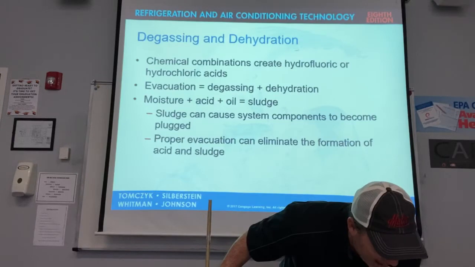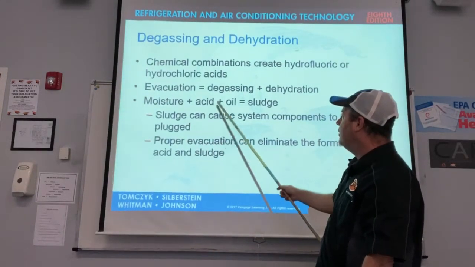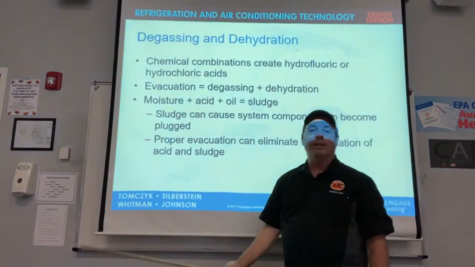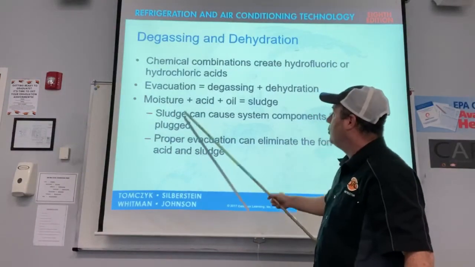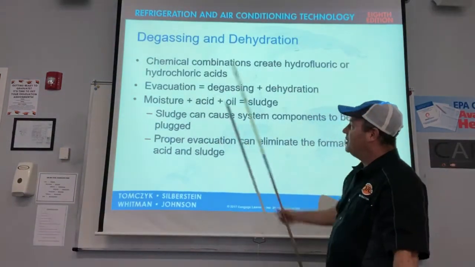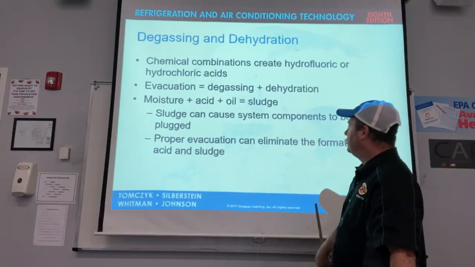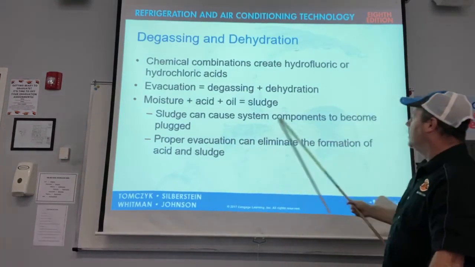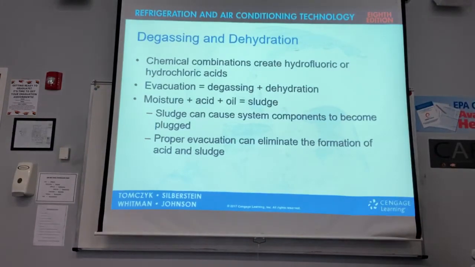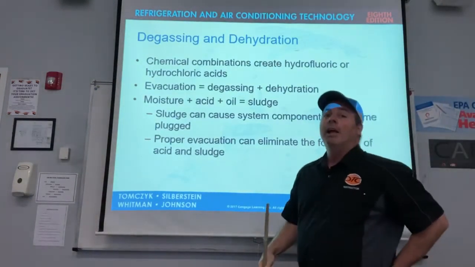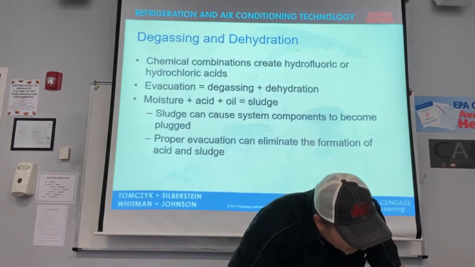Sludge is a tightly bound mixture of moisture plus acid plus oil. You need to learn these for your EPA exam. You need to learn them for my exam this Friday to get through this course. Degassing and dehydration equal evacuation. Moisture plus acid and oil equals sludge in the system. This can cause the components to become plugged. Proper evacuation can eliminate the formation of acid and sludge. And that's on page 200 in your book.